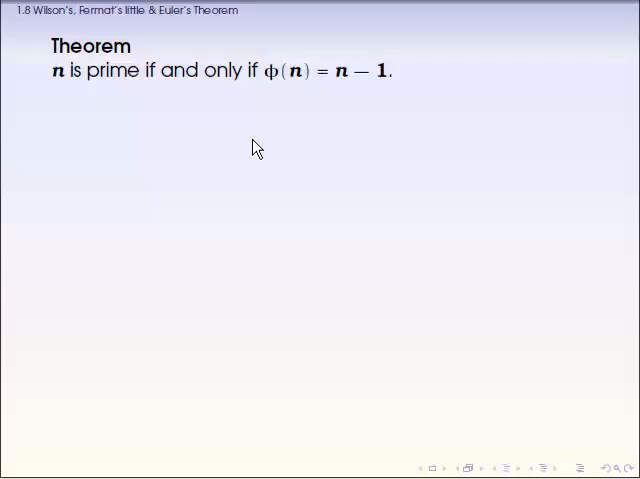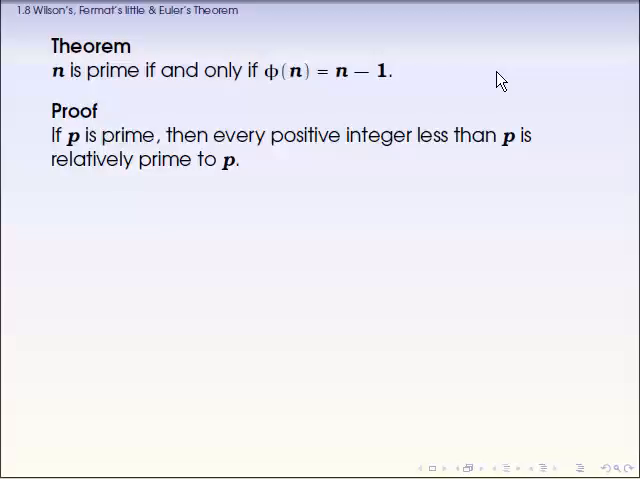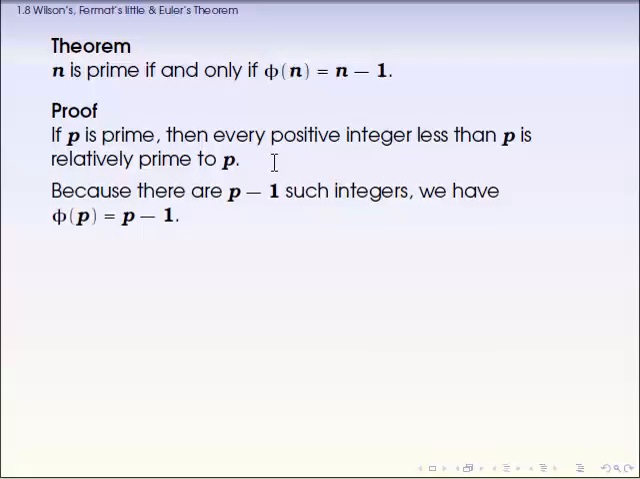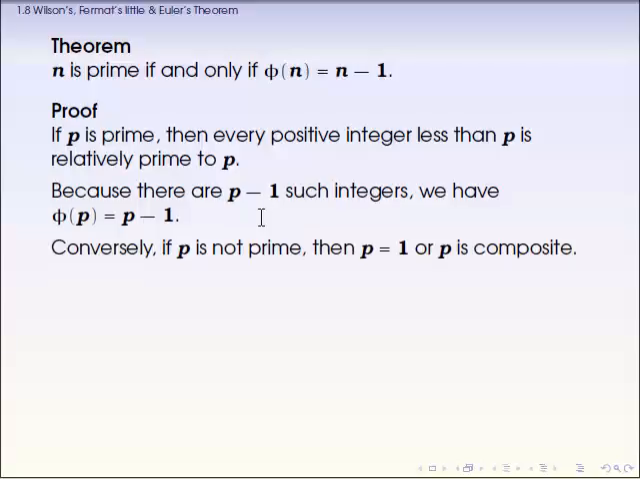So we need to prove two directions, right? Okay, first, let's say p is a prime, then every positive integer less than p is relatively prime to p, right? That's clear. So there are p minus 1 such integers. You can say phi of n must be p minus 1. So one direction is easy. How about the converse of it?